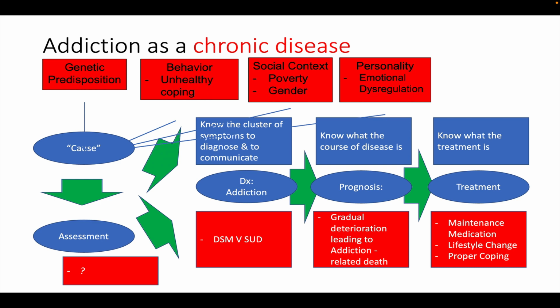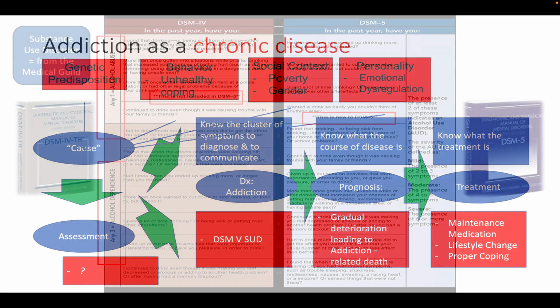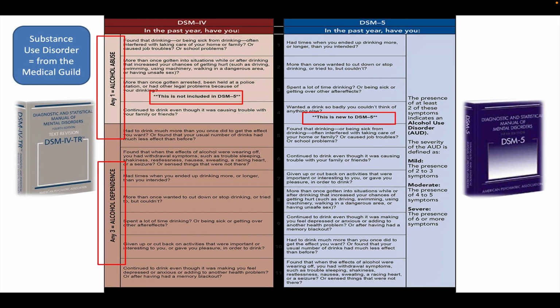And then also the prognosis. Addiction is a progressive disease and can possibly lead to death. And then what do we know about the treatment? There's maintenance medication, harm reduction, lifestyle changes, treatment, inpatient, outpatient, which again we'll be talking about later on in this semester.